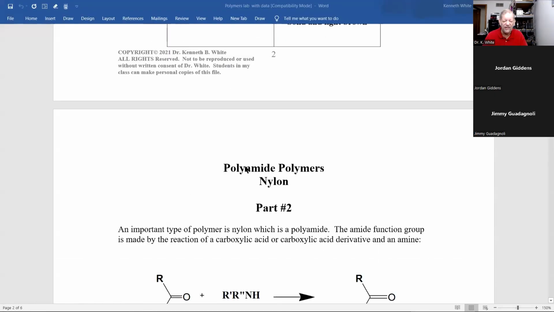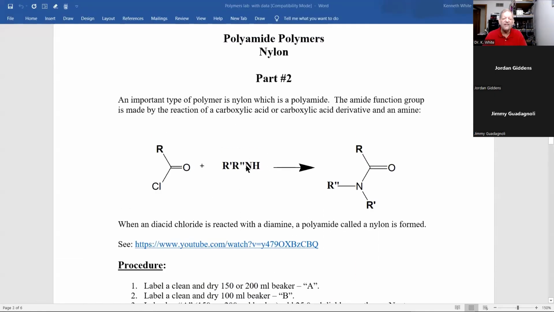And it's as hard as wood, that hard. And it's really neat to do. All right, let's move on with the lab. And let's talk about the next one. And this is nylon. Nylon is a polyamide. Remember, this is an amide.